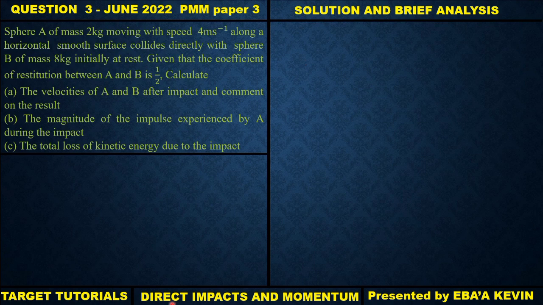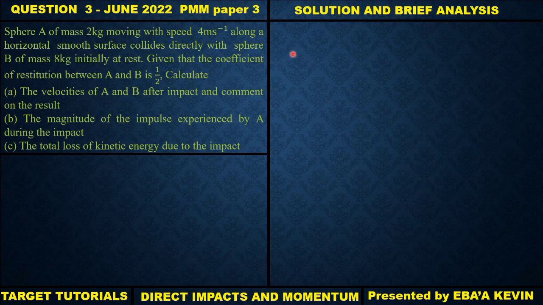Since we are on direct impact and momentum, it means concerning this question we have to consider 3 events. Since A goes and collides directly with B, you have to consider the event which happens before the collision, the event which happens during the impact, and the event which happens after impact.